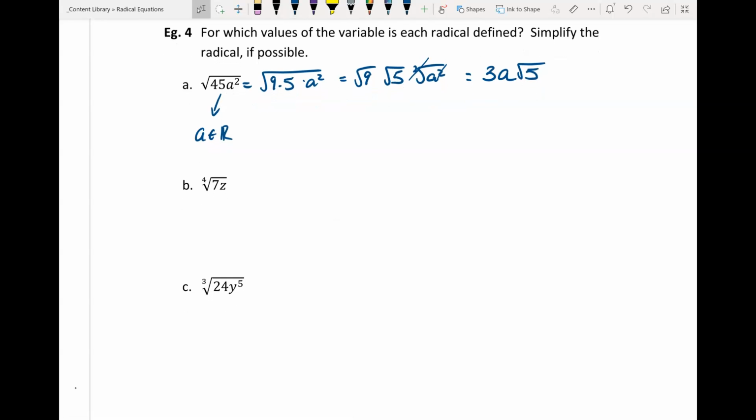Moving on to part B, we know that z has to be positive because we have an even root. And if we take a look to see how we can simplify this, there's actually no way for us to simplify this because the number 7 can't be taken to the fourth root. And I can't rewrite this as a product of anything that I can take the fourth root of, so we just leave that as is.